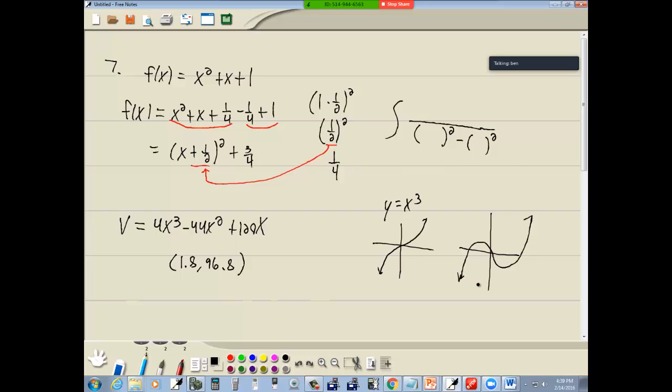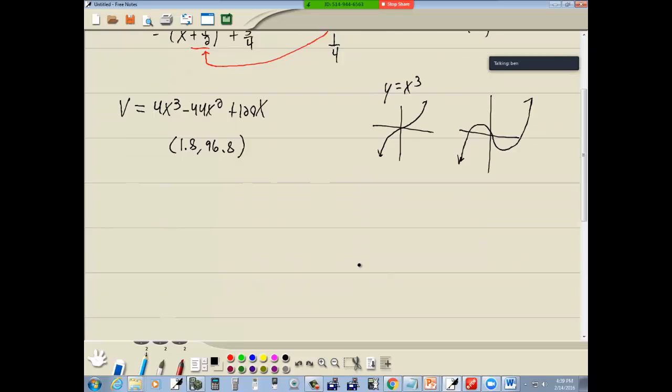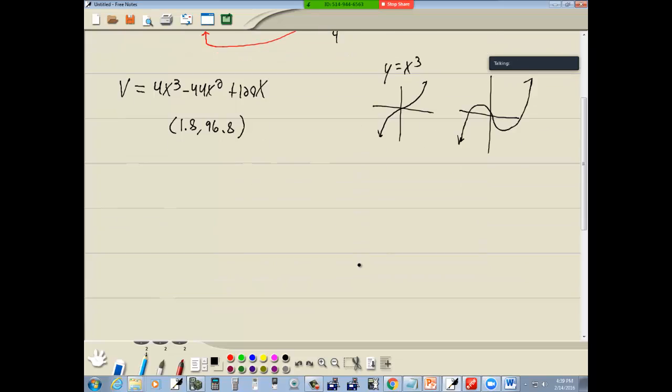Is there any way to solve it without using a calculator, or you need to use some form of it? You've got to use the calculator. Now, if we're in calculus, I'll say this because you said you took calculus before, right? Correct. We would find the derivative, which would give us 12x squared minus 88x plus 120.